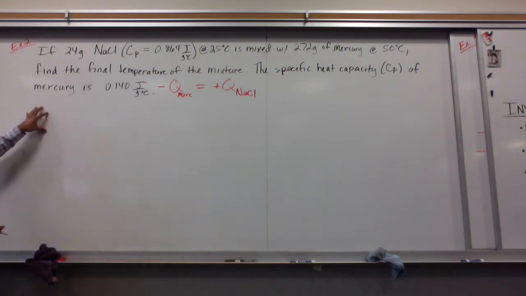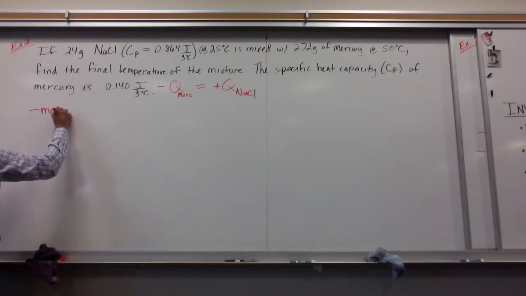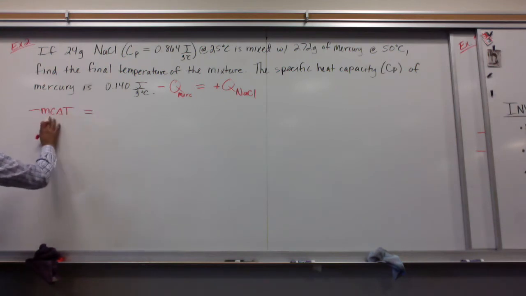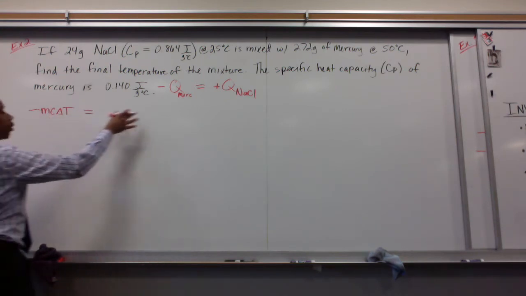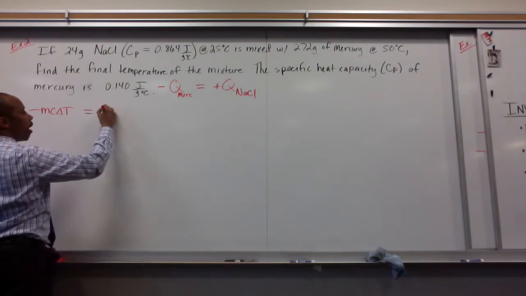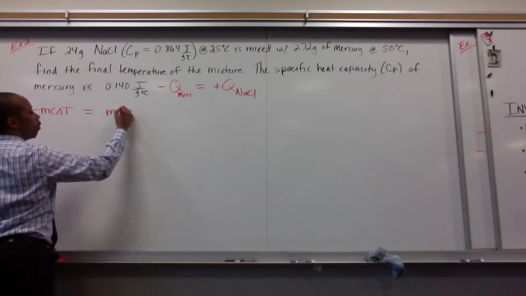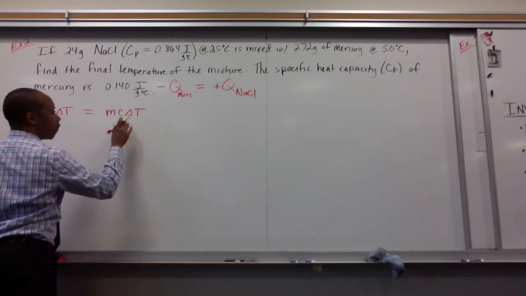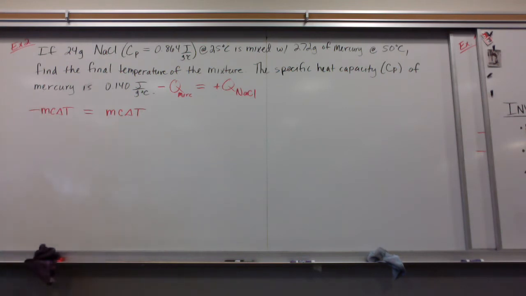So as I go over here and I put this in MCΔT form, we'll start to see this develop. This is of the mercury. So the heat of the mercury is equal to the heat gained by the sodium chloride, which is also governed by the same formula, but it's the heat gain. Now I'm going to fill in my values. And as for delta T, I'm going to put TF minus T initial.